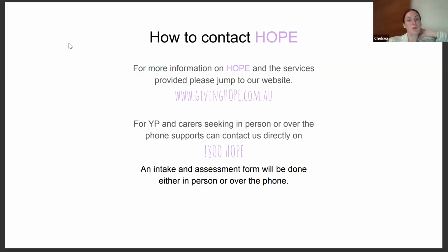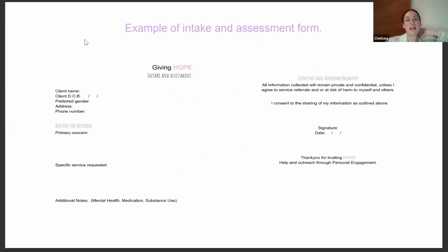An intake and assessment form will be done either in person, or we can gather as much information over the phone, especially if it is that over the phone support they're wanting. This is an example of just a brief intake and assessment form. So primary concerns, obviously what's happening for them right now. Specific service requested, so obviously either the one-on-one support or the over the phone support. And when we delve more into what's happening, we can start looking at other services they'd like to be referred to. Additional notes: what substances they're using, what medications, mental health, all of that.